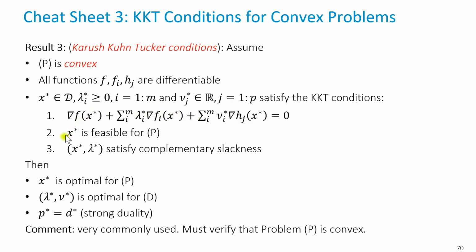In addition, I must add the constraint that x star is feasible for p. So x star must satisfy all the constraints and the complementary slackness. So if I find a solution for that, then bingo, like before, I have solved the problem. So that's very commonly used numerically.